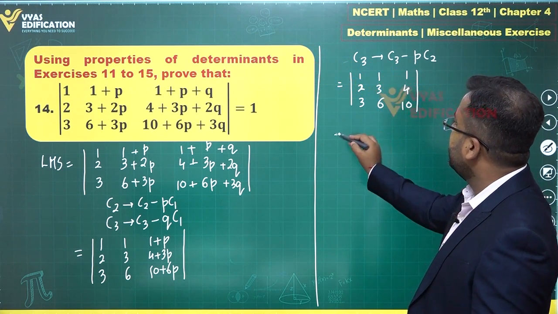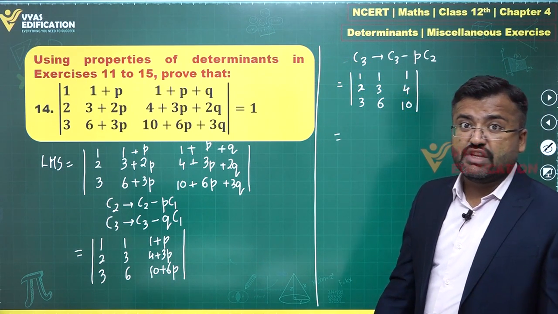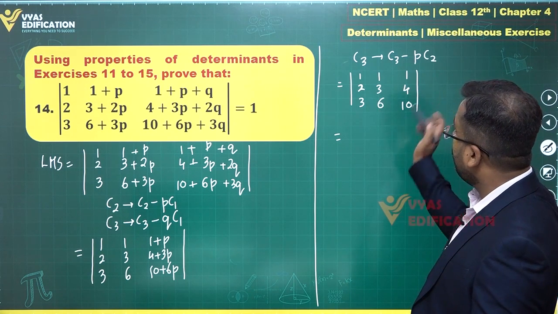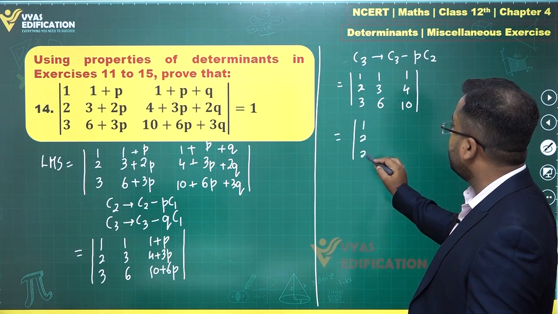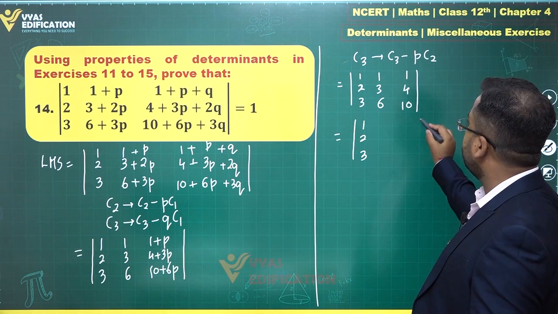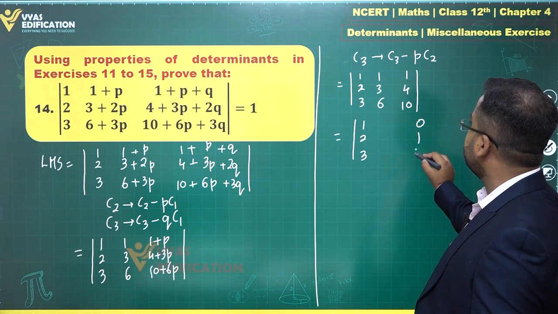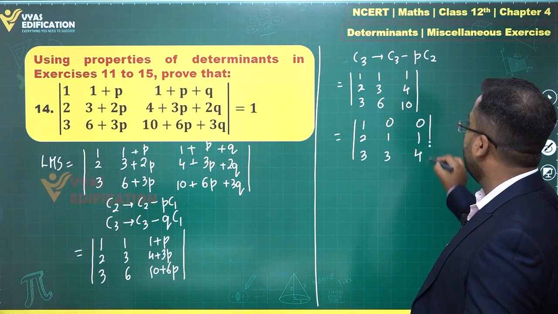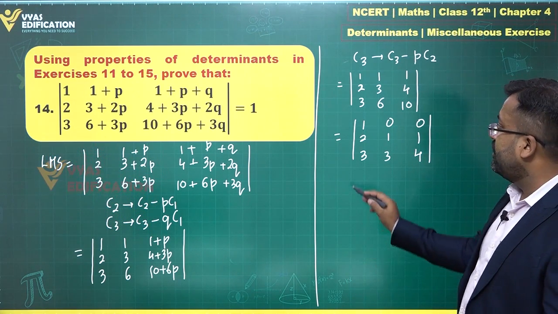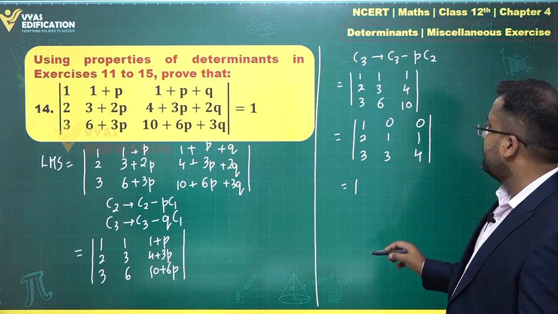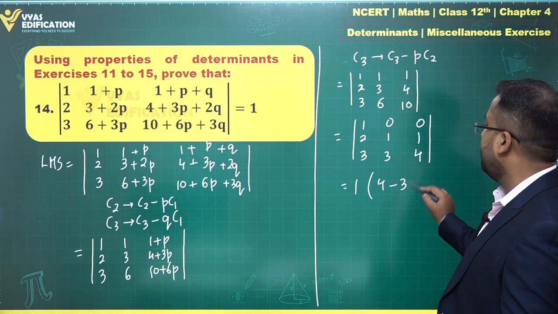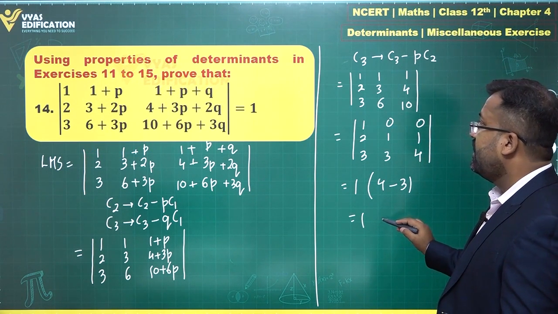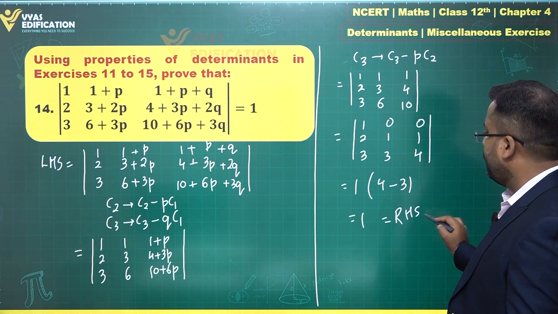Okay, what else? Let's subtract and create some more zeros using the ones in the first row. So, what you will have is 1, 2, 3 is okay. Subtract these two. 1 minus 1 is 0, 4 minus 3 is 1, 10 minus 6 is 4. Subtract these two. This is 0, this is 1, this is 3. Okay, and after that you can expand along the first row. What you get is this times 4 minus 3, which is 1. And that is the RHS. That's the proof of this question.